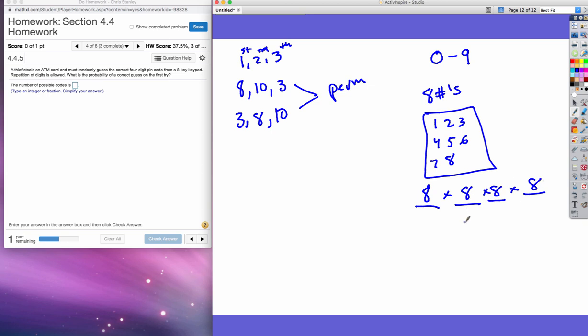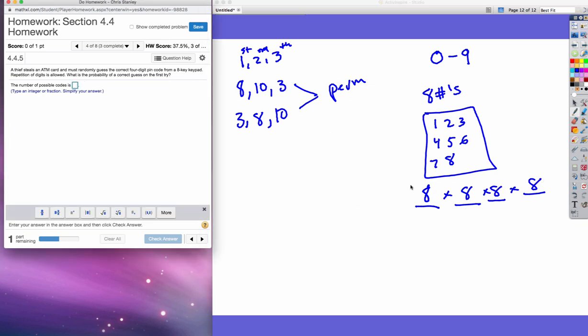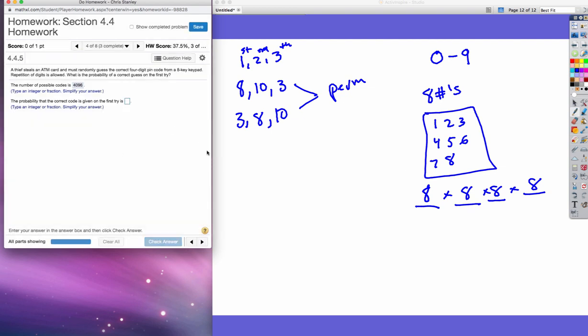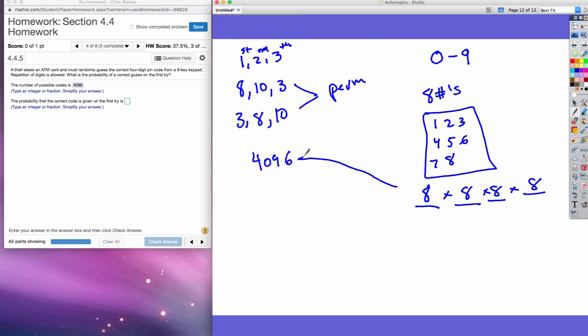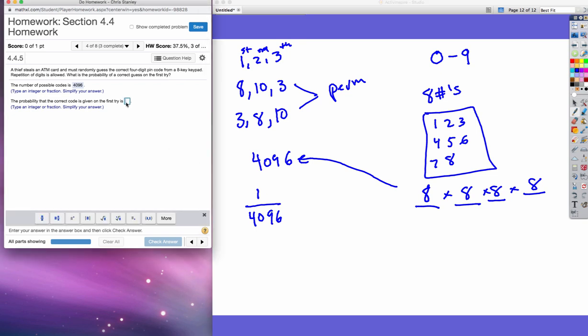This is called the counting rule. So there'd be 8 times 8 times 8 times 8. It's easier just to do 8 to the 4th. 4,096. So I got 4,096. To choose it, then your first pick would be 1 out of that number. So I don't really know. So I could do this, see if this works.